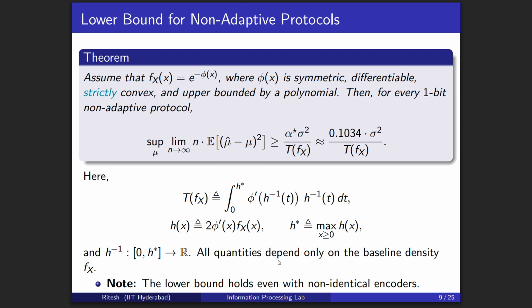One can note here that the lower bound holds even with non-identical encoders. Even though we derived this for identical encoders, it will also hold for non-identical encoders.